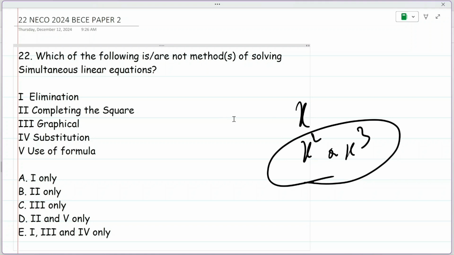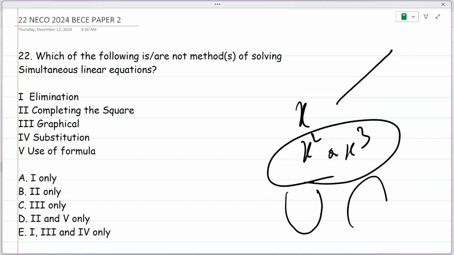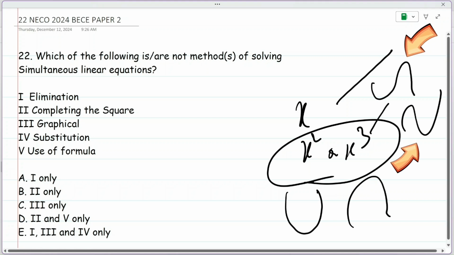That's linear, because by the time you draw it with x to the power of 1, you have a straight line graph. But when it's to the power of 2, you have the equation coming in a curve like this or the other way around. And to the power of 3, you have it like this or like this. But when you say linear, that's a straight line graph. Which of these following is or are not methods of solving simultaneous linear equations?